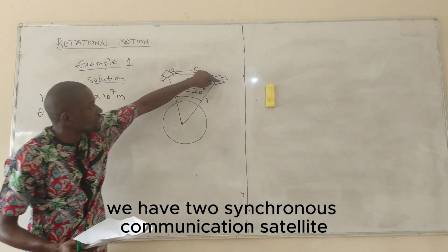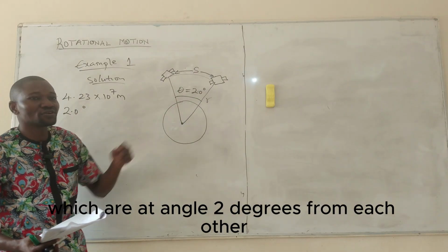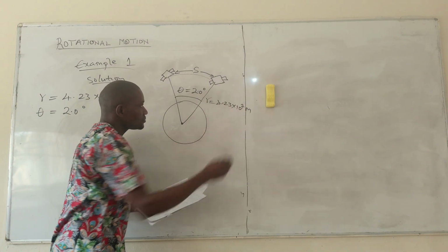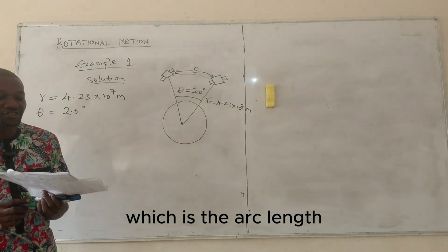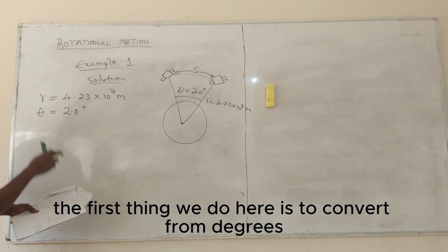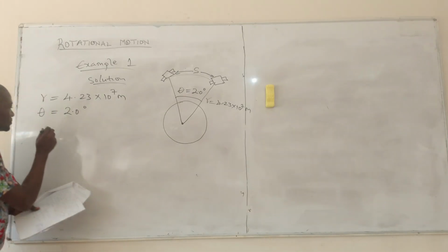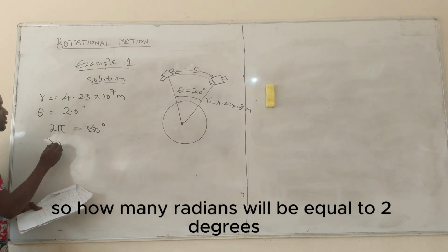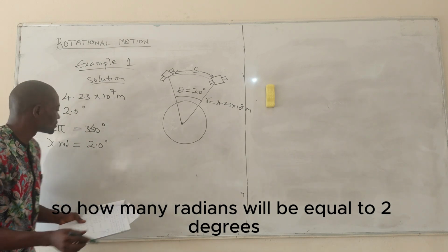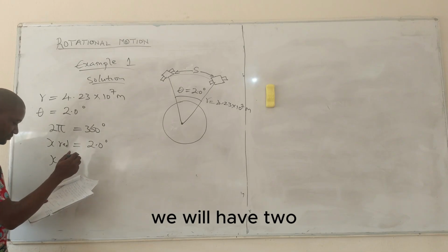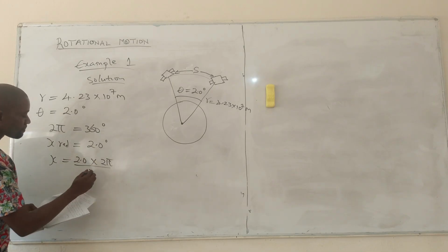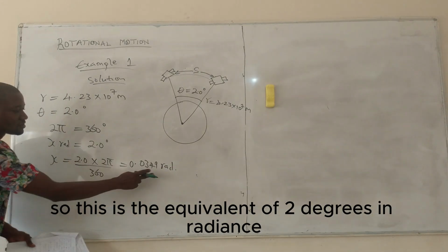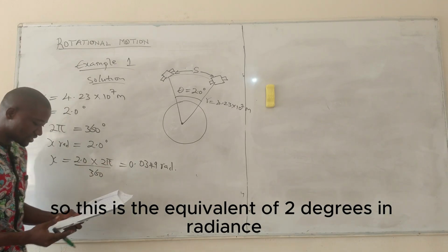We have 2 synchronous communication satellites, which are at an angle of 2 degrees from each other. And the radius is given. So we are to find the distance of separation, which is the arc length. So the first thing we'll do here is to convert from degrees to radians. We have seen that 2 pi radians is equal to 360 degrees. So how many radians will be equal to 2 degrees? So if we simplify, we will have 2 pi over 180. So this is the equivalent of 2 degrees in radians.